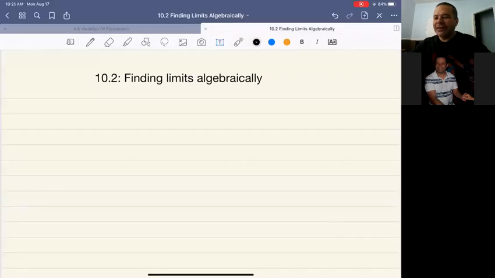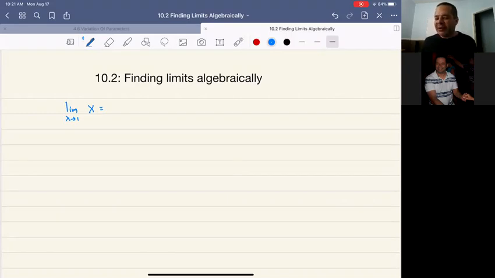Right, let's go ahead. We're going to get into finding limits algebraically. There are two examples that I want to discuss just before I get into the official examples. First example: let's take the limit as x approaches 1 of x. This one is perfectly easy, in the sense that there's nothing to do.